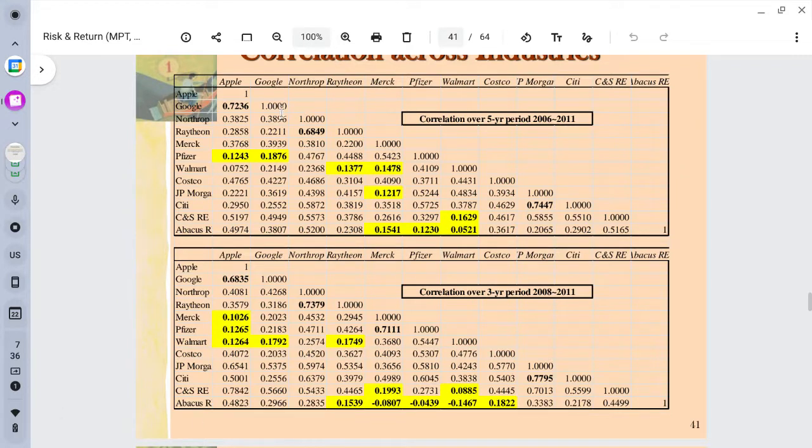So Google, look. You see this diagonal. The diagonal is self-correlation, so the diagonal is 1 all the time. But look at first, Apple and Google are IT industries. Look at their correlation, Apple and Google, about 72%. So that's relatively high, right?